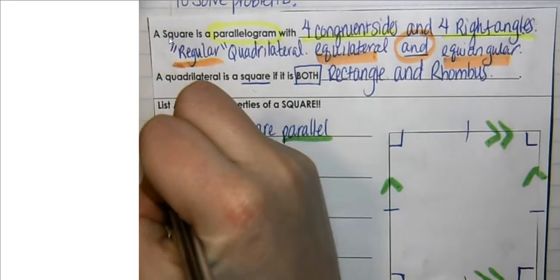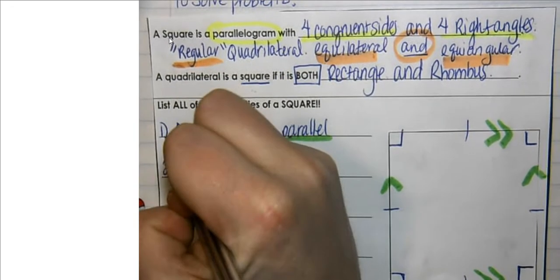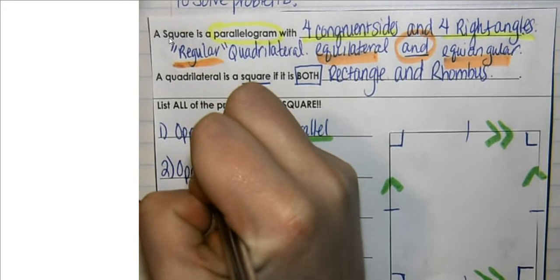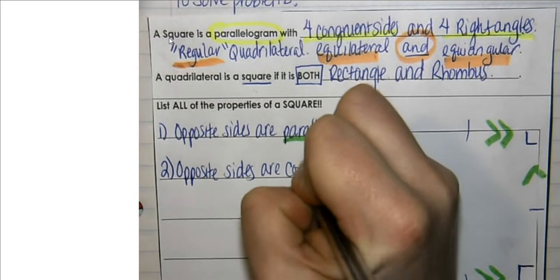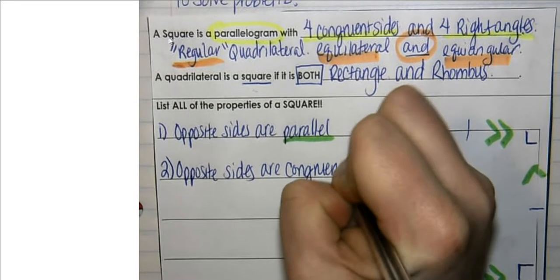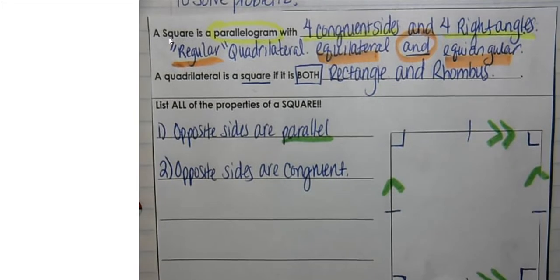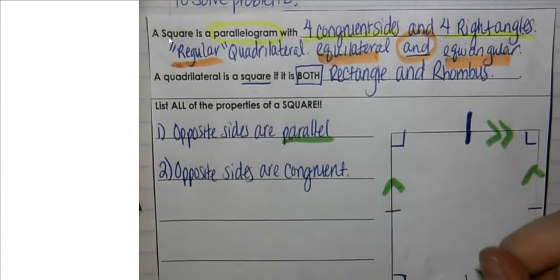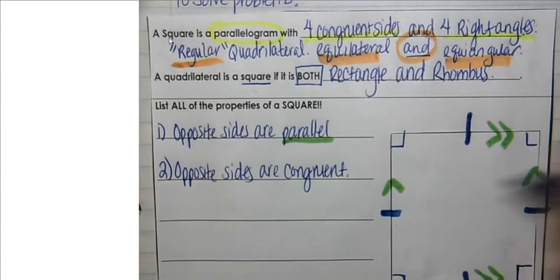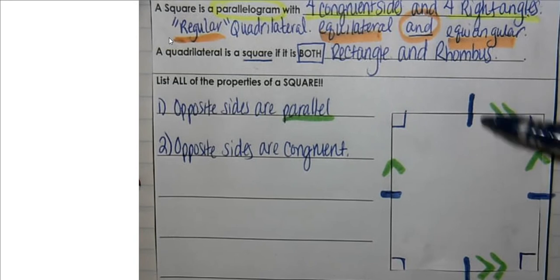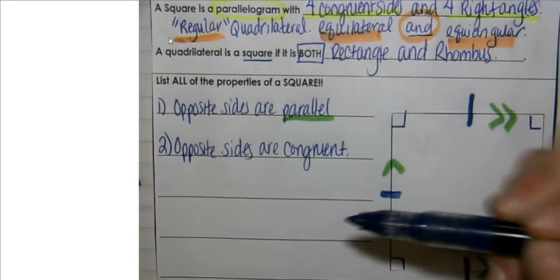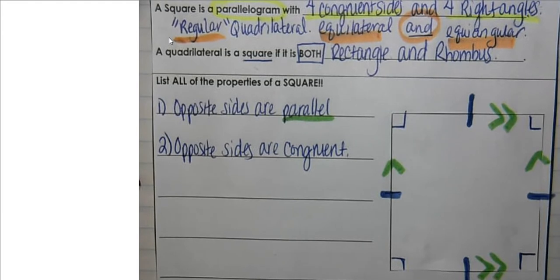Next, we know that opposite sides are congruent. And that's exactly what we see here. We see opposite sides being congruent. Not only are opposite sides congruent, all sides are congruent, but just viewing it from the lens of properties of parallelograms, yes, it is true. Opposite sides are congruent. Opposite sides are congruent.